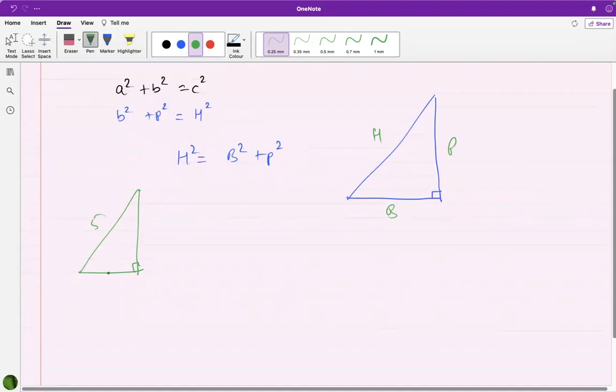If you have this 5, 3, and this is unknown, we can write 5 squared is equal to 3 squared plus x square. 25 minus 9 is equal to x square. x square is equal to 16. Square root both sides, we get 4. So x is equal to 4.